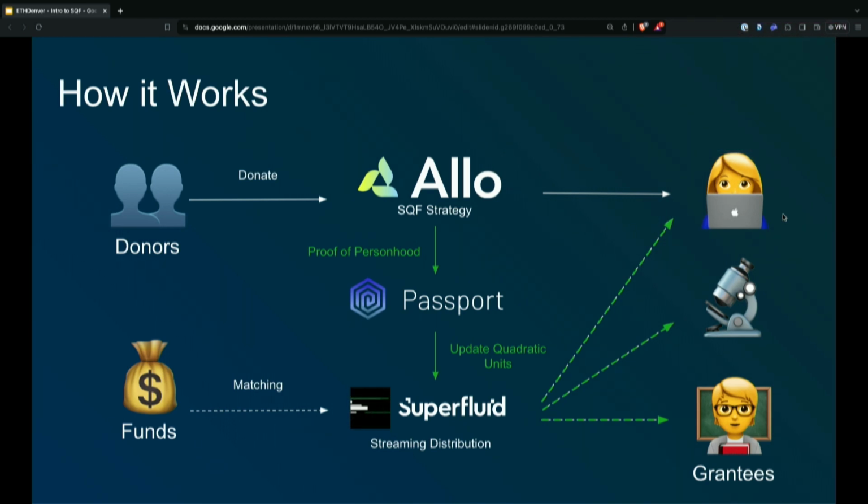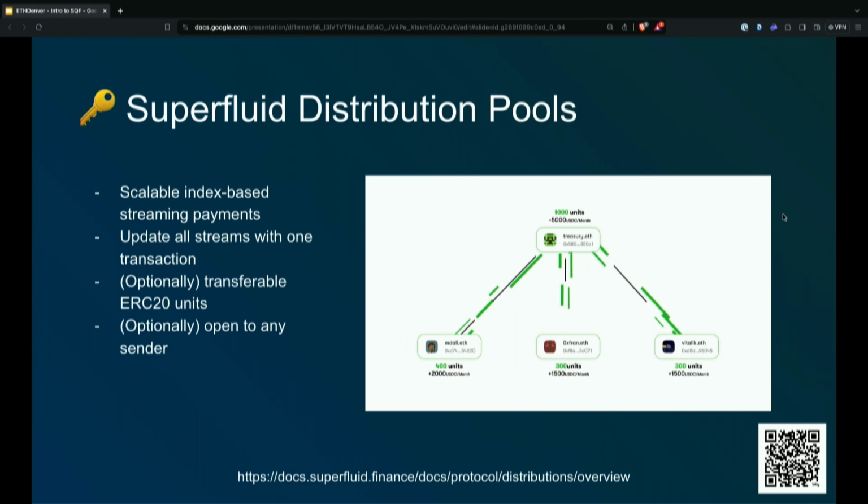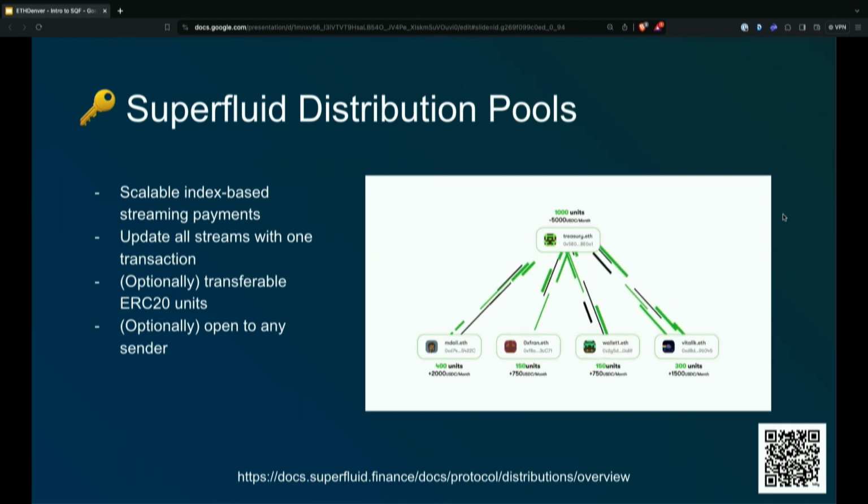So you might be asking yourself, how is it possible that we can achieve this UX benefit of basically the UX of donations, monthly subscriptions, yet all of the power of quadratic funding in the back end? And the answer is Superfluid distribution pools.